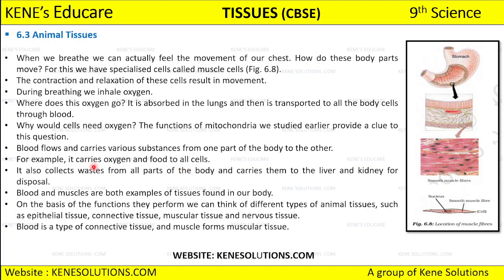Now this blood is going to carry the oxygen as well as food to all the cells, and it is also going to collect the waste from all parts of the body, and carry it to the liver and kidney for disposal. Along with the oxygen and food, it is also going to collect the waste. From where is the waste collected? From all the parts of the body, and after collecting it, it is going to carry it to the liver and the kidney so that the disposal can occur there.